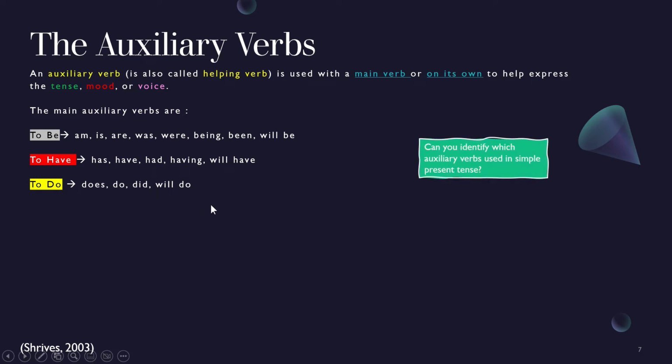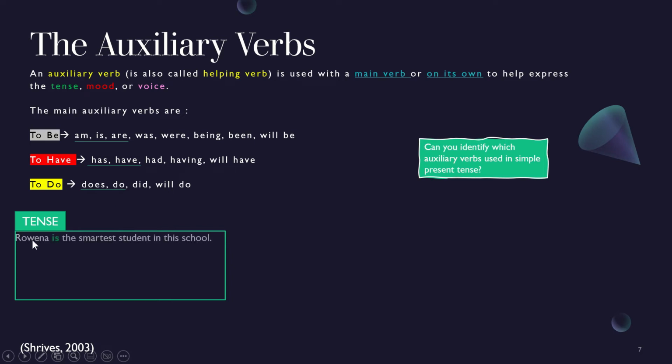Can you identify which auxiliary verbs are used in simple present? That's right, am, is, are. Among these to be, only am, is, are are used in simple present tense. Has and have, that's correct. Does and do. So these auxiliary verbs are used to express tense or the time marker.